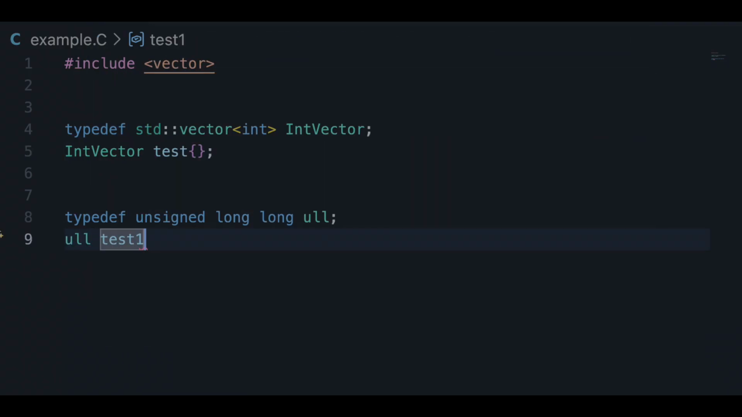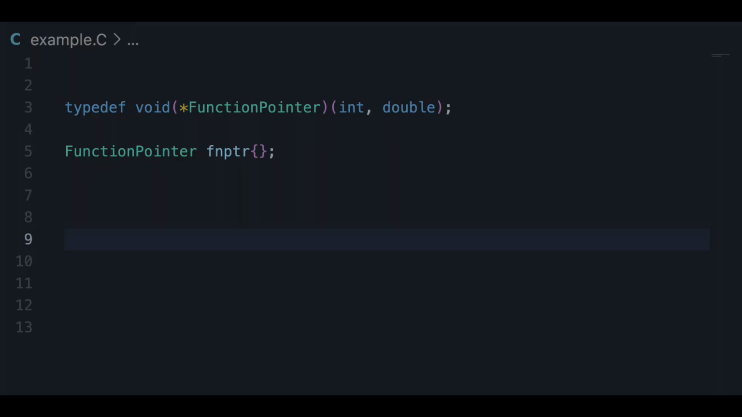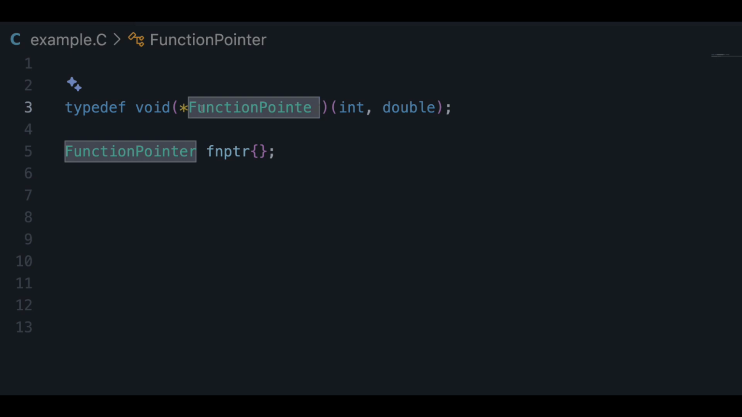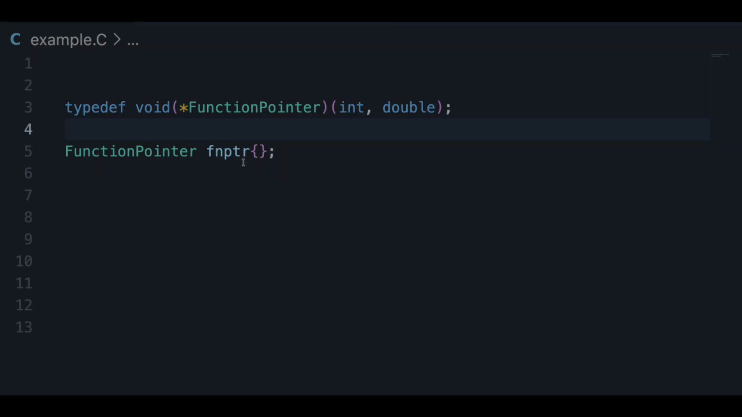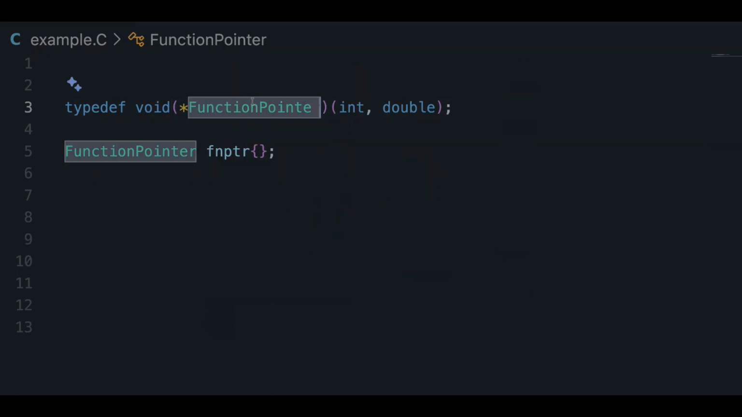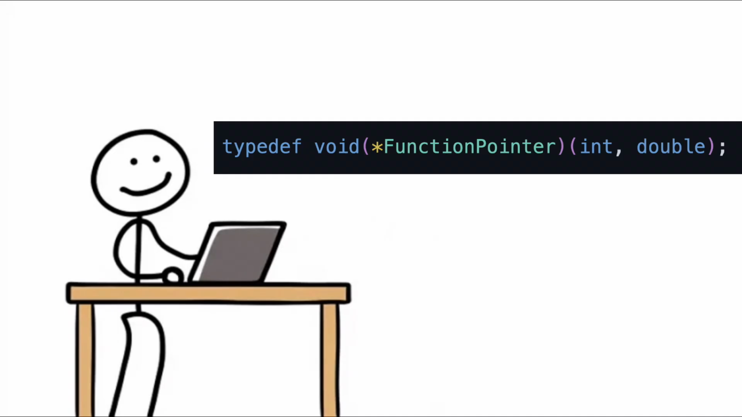Makes sense, right? But the syntax starts getting really awkward when you're working with function pointers. This says that function pointer is a pointer to a function that takes in an int and a double and returns void. Can you tell that the name of this alias is function pointer? No, because you have to read the name from the middle. My motto is that if a random CS college student can't figure out the gist, it's probably not designed well.